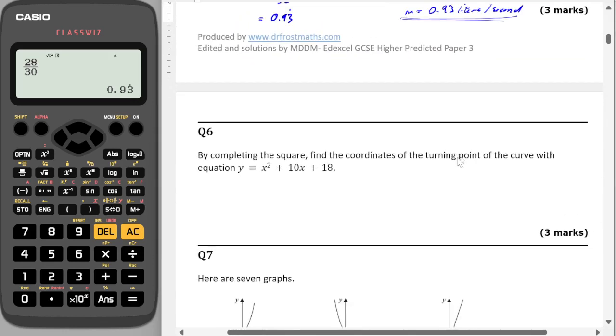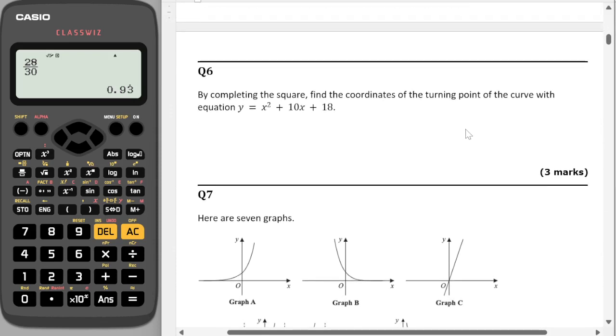Okay, question 7. By completing the square, find the coordinates of the turning point of the curve with the equation. So I want to complete the square on this. So this is quite a nice one. I want to really complete the square with these two terms. So when I complete the square, I would have an x and half that coefficient, so x plus 5 squared. When I square out that bracket, that would give me x squared plus 10x plus 25. So I'd need to minus that 25.